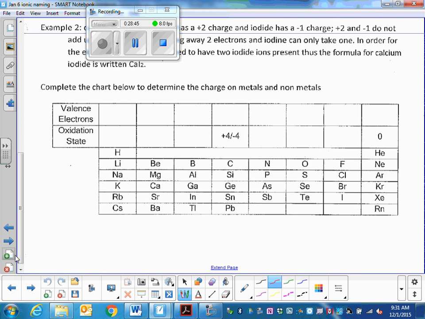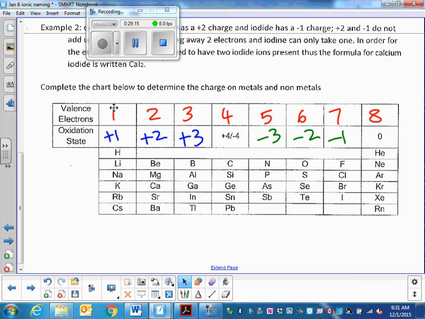Now, we did this chart last unit. We said 1 valence electron, 2 valence electrons. We are jumping to group 13. 3, 4, 5, 6, 7, 8. They lose 1, plus 1, plus 2, plus 3. 4 is in the middle, then they start gaining. Is that right? Are we good?